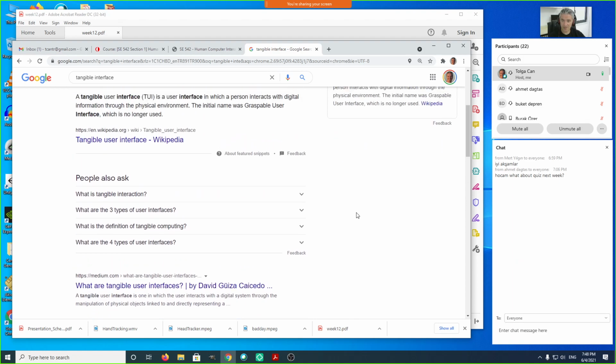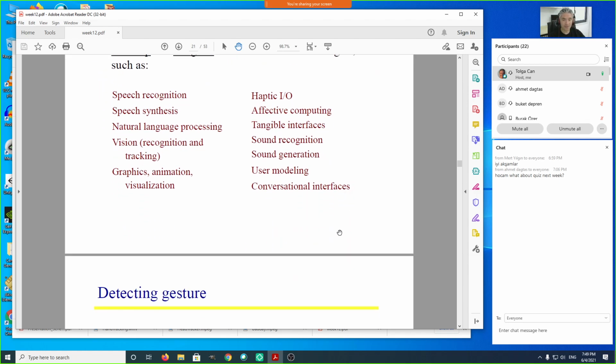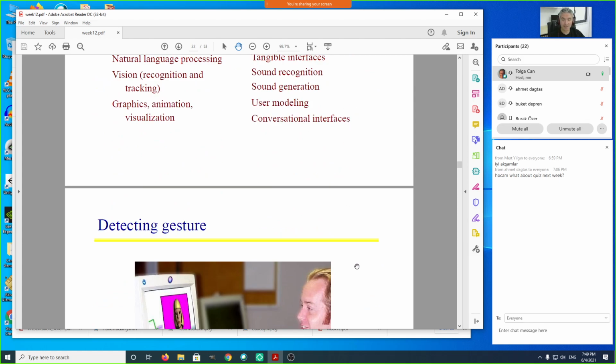And I think this is still under development. It's not a finished technology yet. Sound recognition and generation, similar to speech, I think we have proceeded very well in these areas. User modeling also has good progress. And conversational interfaces, with these new deep learning methods, especially GPT-3, we may have conversational interfaces very well as commercial products, maybe in the near future in everyday places. So conversational interfaces are also there. There have been developments in this area too.